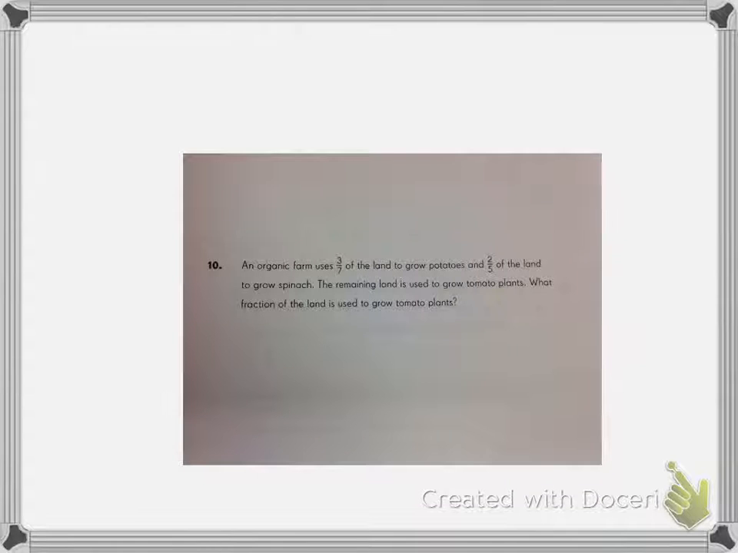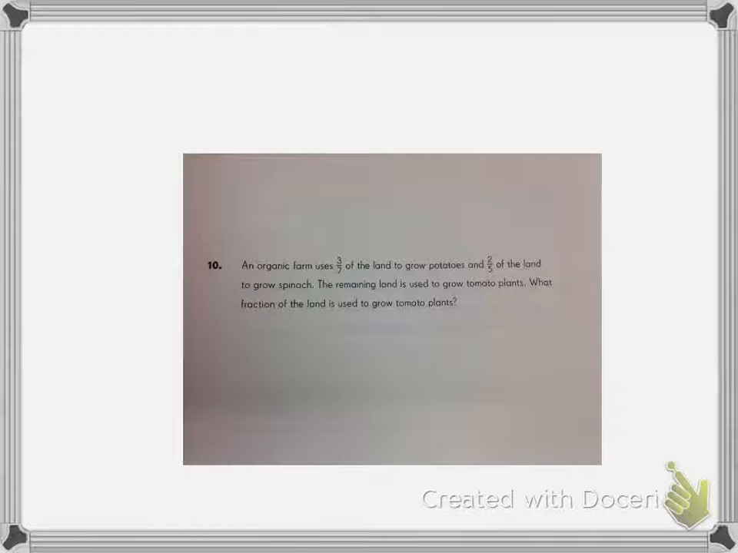This is one of the problems from our take-home math test on adding fractions or subtracting fractions. And this one says, an organic farm uses 3/7 of the land to grow potatoes and 2/5 of the land to grow spinach. The remaining land is used to grow tomato plants. What fraction of the land is used to grow tomato plants? So here's what I know.